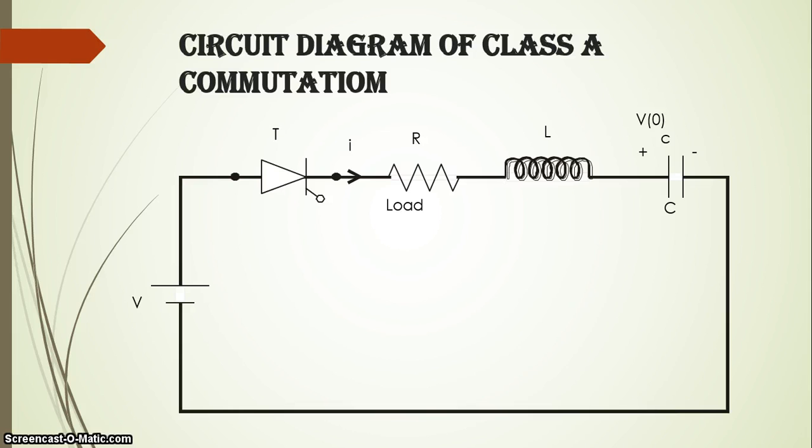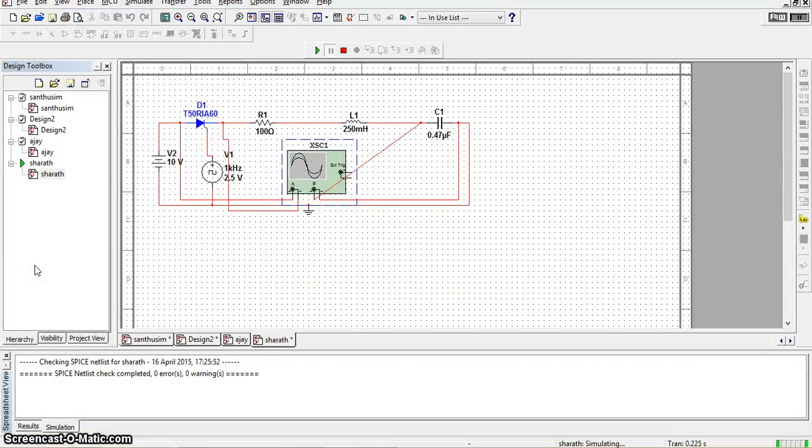This is the circuit diagram of class A commutation. The working of this circuit can be analyzed using Multisim. Source V1 is the source used to trigger the SCR. Two channels are taken from the CRO. The first output gives the voltage across the capacitor and the second gives the voltage across the SCR.